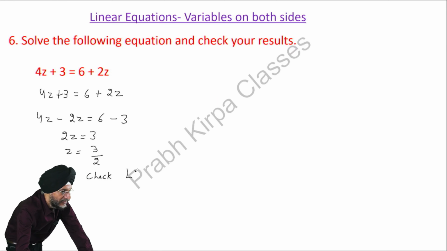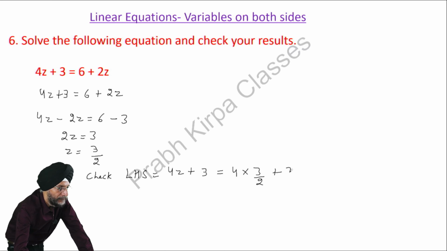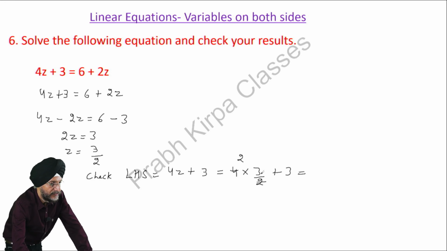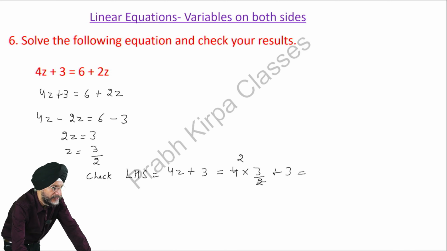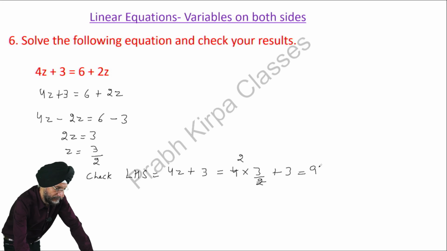So first of all, check left hand side expression. What is left hand side expression? It is 4z plus 3. We will fill in the value, 4 into z value 3 over 2 plus 3. It becomes 2 into 3, 6 plus 3, 9.